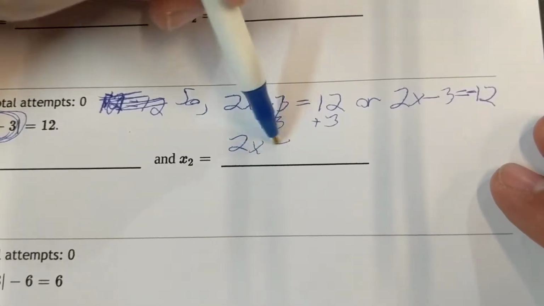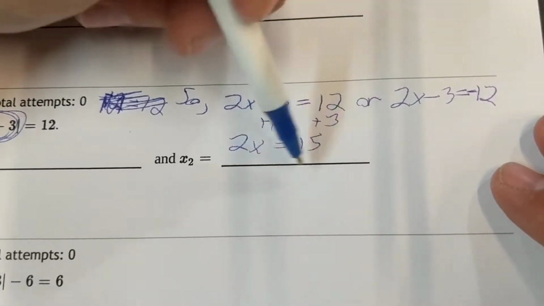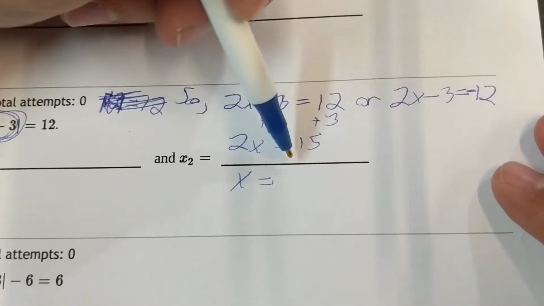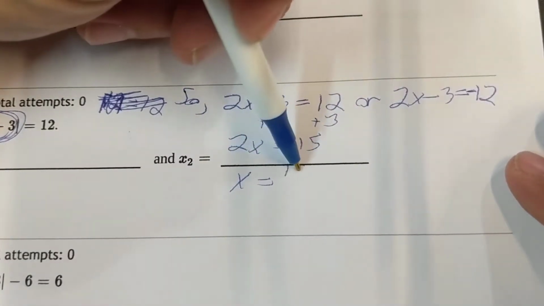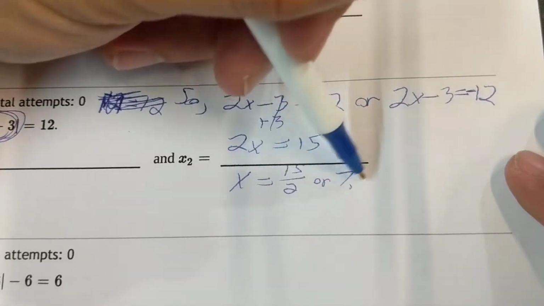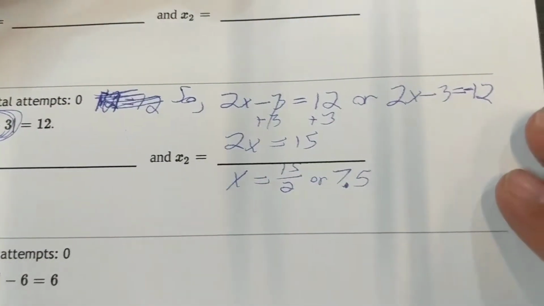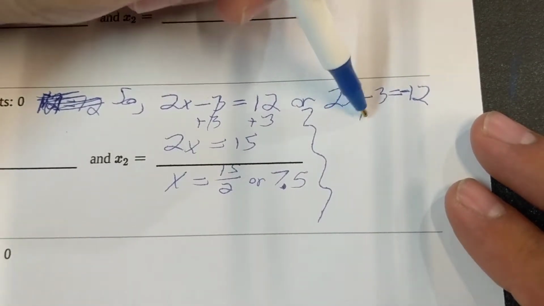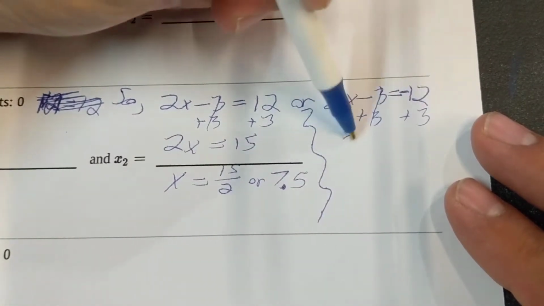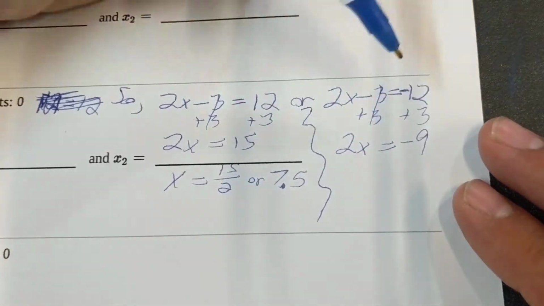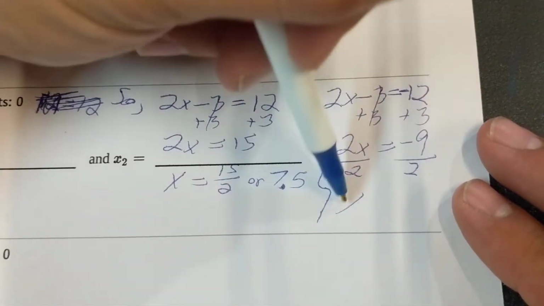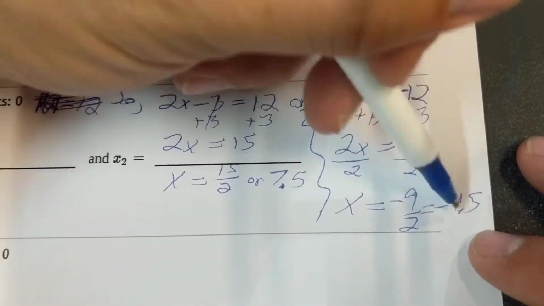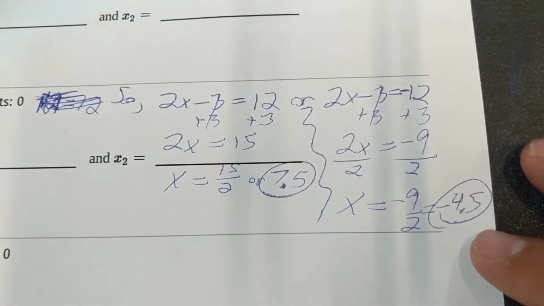So if we had the 2x there, plus 3 is 15. So 2 times something is 15. We're looking at 15 over 2, so divide by 2 on both sides. You've got 15 over 2, also known as 7.5 if you want to decimal it. Then similar on the other side: minus 3, so plus 3, and negative 12 plus 3 is going to be negative 9. Dividing that by 2, we have negative 9 halves, or negative 4.5. That's pretty much all we're looking at for that.